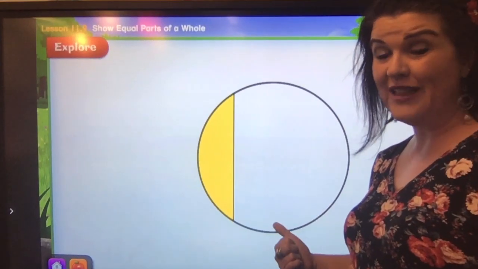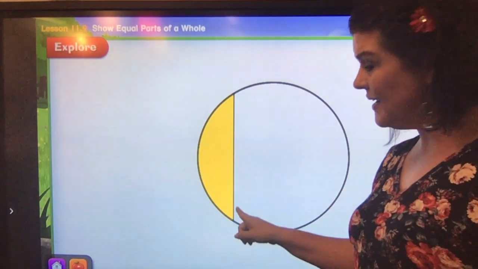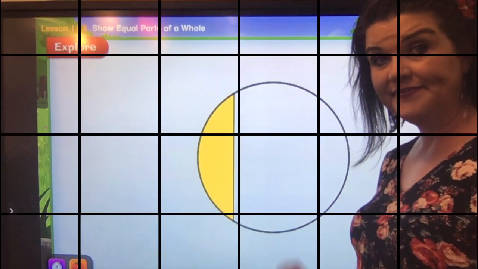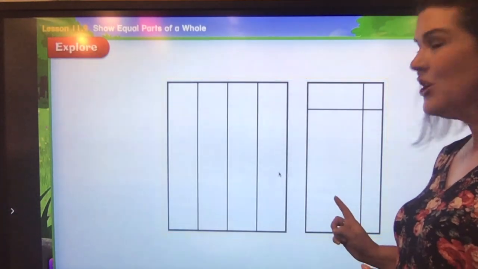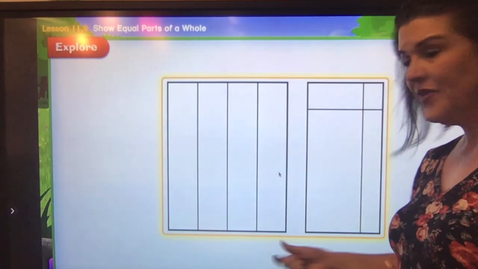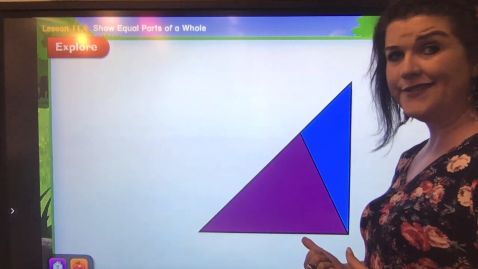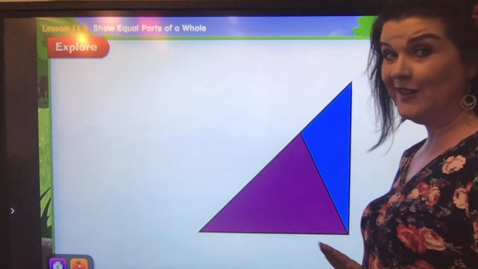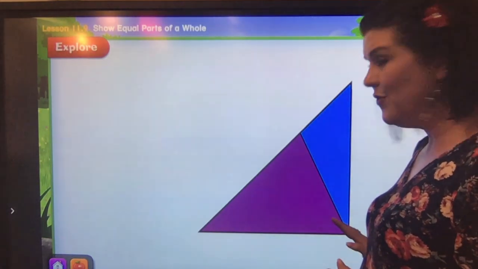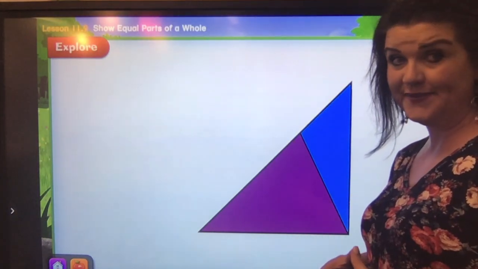When you check this circle out, you can already tell that it is not equal parts because this line is not drawn down the center of the circle. So these parts are not equal. When you look at these two rectangles, you can see which one has equal parts because these are all spaced equally. This one is not. Do you think this triangle is divided into equal parts? When we look at the purple one, it looks larger than the blue triangle. So we know that the line is not dividing this triangle into equal parts.